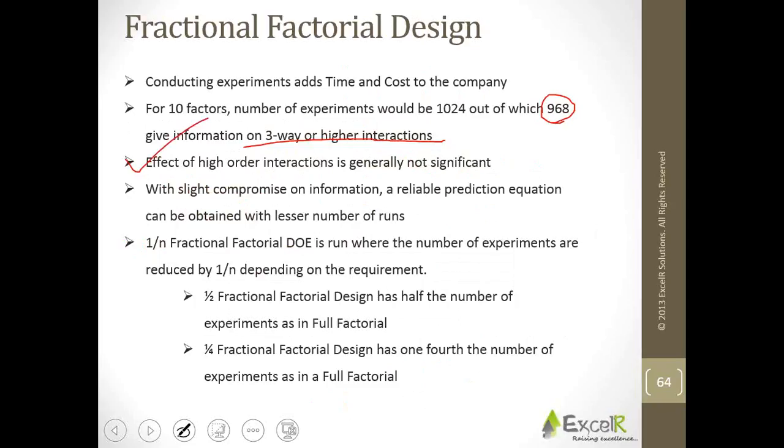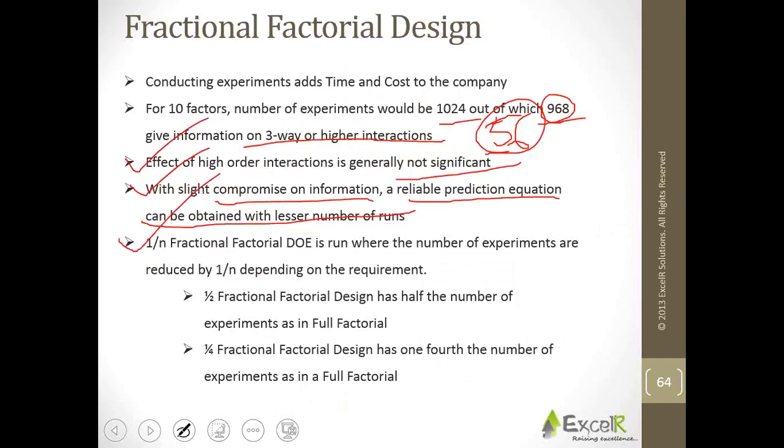Effect of higher order interactions is normally not so significant. It will give you some information, but it's not very significant. With slight compromise on information, a reliable prediction equation can be obtained with lesser number of runs. Yes. So probably with 56, right? If I subtract 968 from 1024, I'll get 56. Probably with 56 experiments, I can get some meaningful prediction equation which says that this is how you need to use your inputs to obtain optimum output.